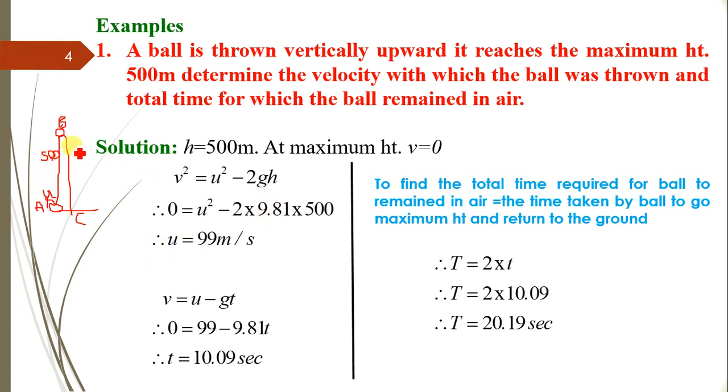So one more thing, whenever a ball or any object is thrown in the upward direction, it goes upward till its velocity becomes 0. When the velocity of the ball becomes 0, it will start coming down. So here, this is the point B at which the velocity of the ball is equal to 0.